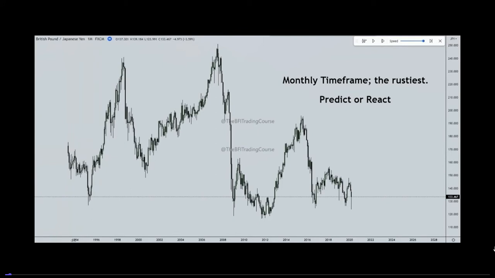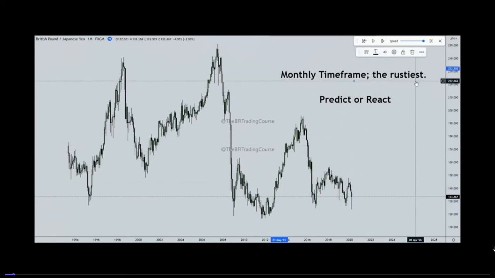Now, this is from 1994 to today. Does any of it matter? Not much. Okay, what matters? The last couple years, maybe. So step zero, we can say, on this monthly time frame, which I put here is the rustiest because very few people even touch it. There's dust on this one.